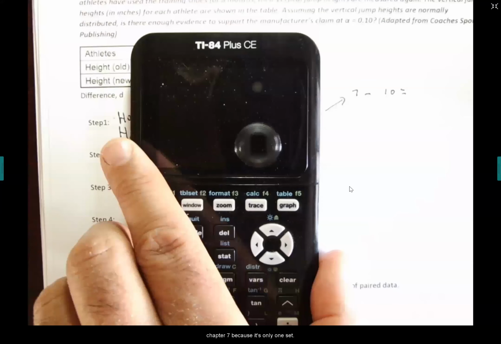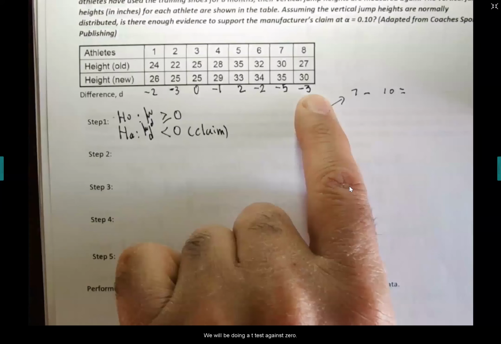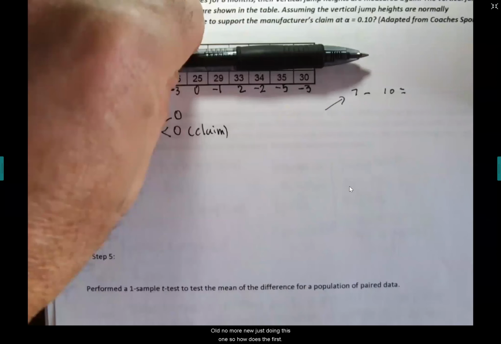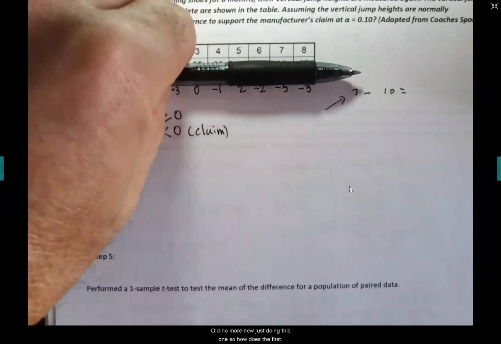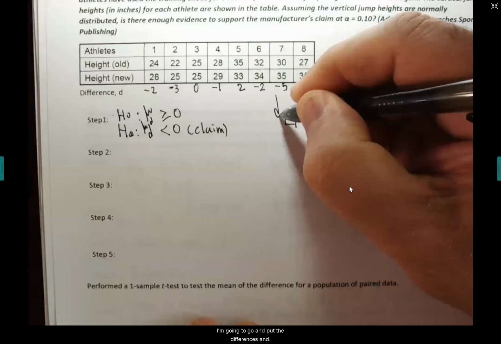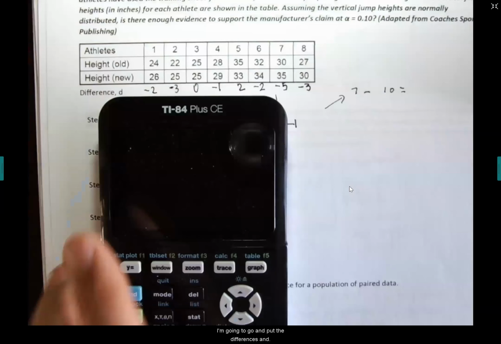And here's how you perform the test. You're going to be surprised. Now we have to go back to chapter 7, because it's only one set. We will be doing a t-test on this set right here. So we're done with this. No more old, no more new. We're just doing this one. Here's the first step: put the differences in L1.